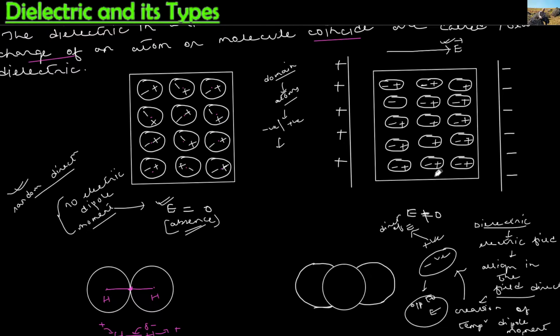So when this dielectric is in this form, there is a momentary creation of temporary dipole moments, so long as the electric field is applied across the dielectric. Over here, I have put a condition that E is not equal to 0, which means it is in the presence of the electric field.